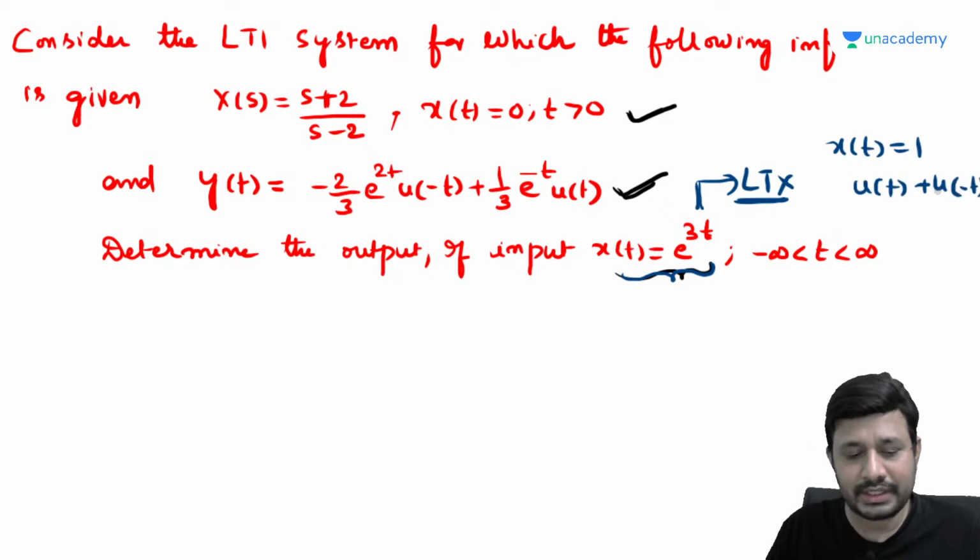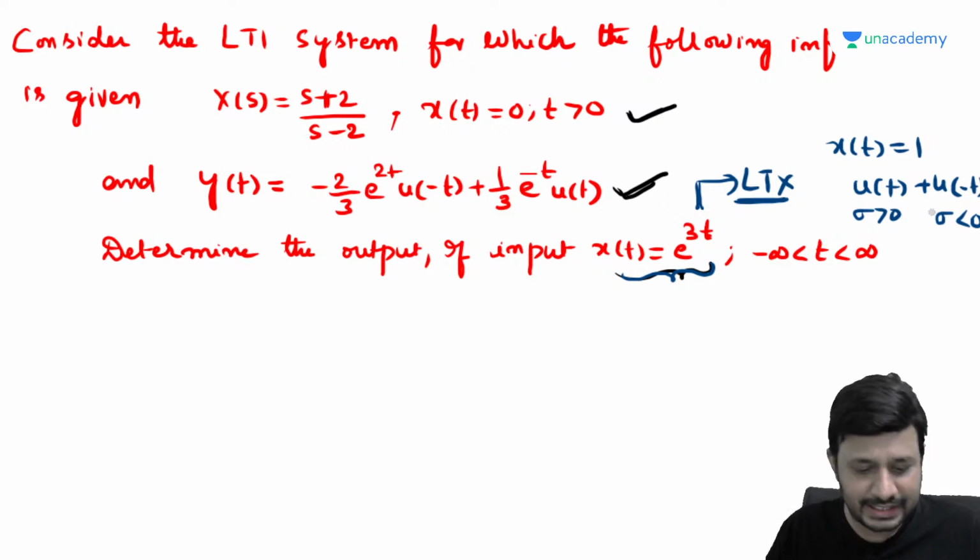For a linear combination you must have a common ROC, then only you can find the Laplace transform. For u of t, sigma is greater than 0, and for u of minus t, sigma is less than 0. So there is no common ROC, and you cannot find the Laplace transform of 1 or of this everlasting signal e power 3t. In which case, what do you have to do?